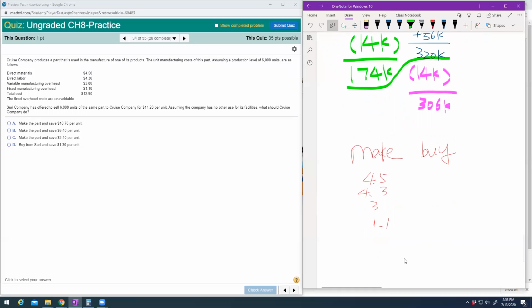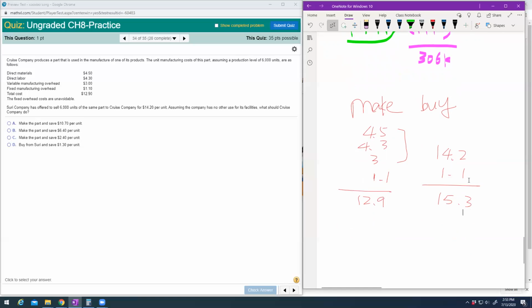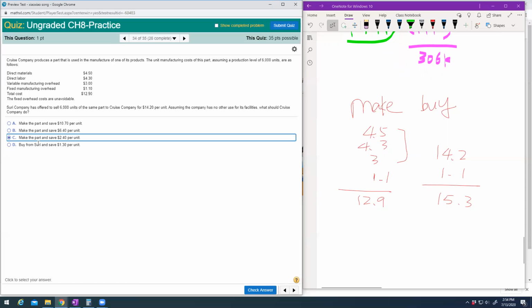One way you do it, we look at the total cost. So if you make, total cost will be $12.9, including the fixed cost. Remember, including the fixed cost. If you buy, then the variable cost is the purchase price of 14.2. But you still have to pay $1.1 for the fixed cost because fixed cost is not avoidable, like the insurance, like the tax. So your total cost for buy will be 15.3. Your make is 12.9, your buy is 15.3. So what should we do? We should make, and we save $2.4.